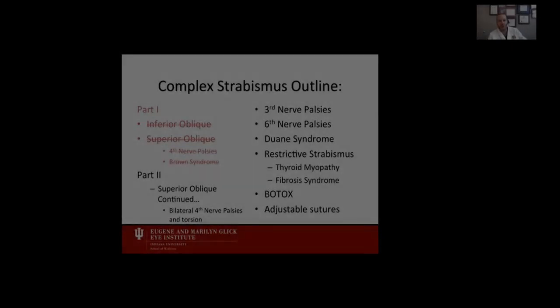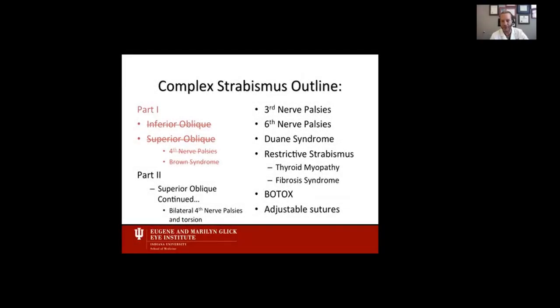So in part one, we covered part one of the complex series. We covered the inferior oblique and we covered the beginning of the superior oblique. Where we left off was having to do with torsion and bilateral nerve palsies, and that's where I'll pick up.